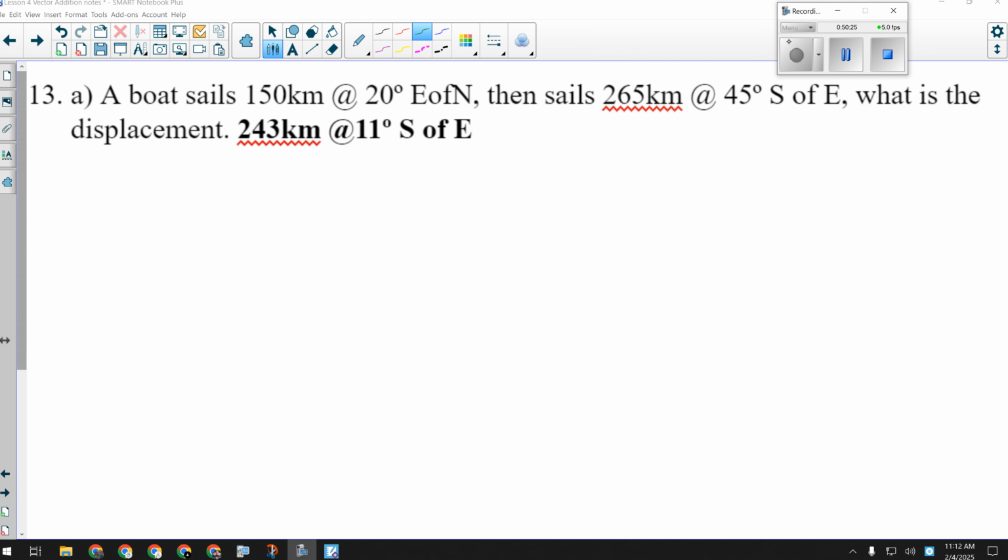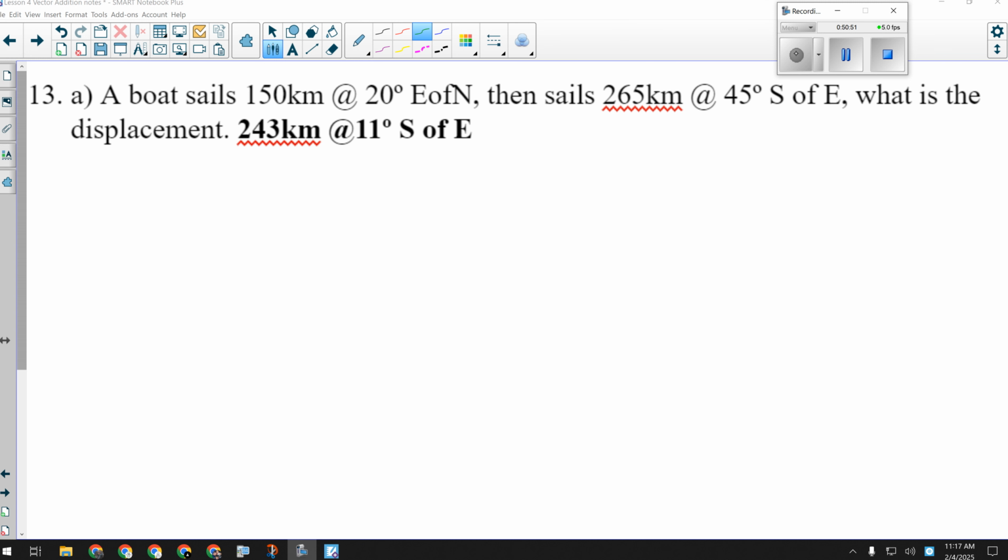Okay, guys, let's give that one a try. So this is like what we were doing last week: tail to head, vector components, find your x's and y's, all of that kind of stuff. Even though it says it's a boat, it's sailing, not going across a river. Unless a river is mentioned, it's a vector question, not a boat question. Boats are in the river boats.